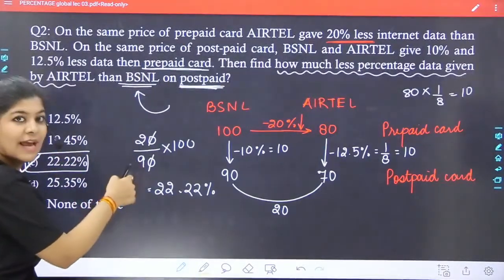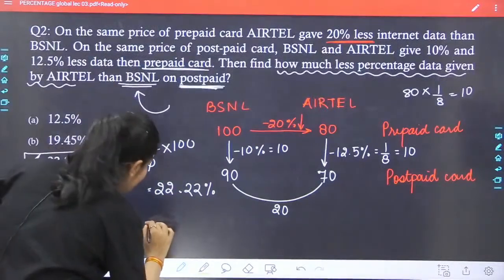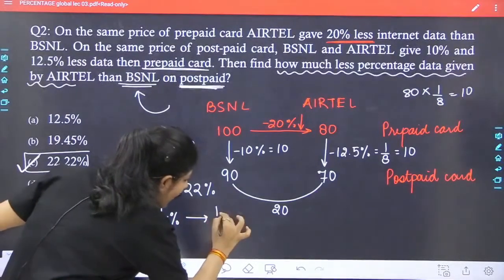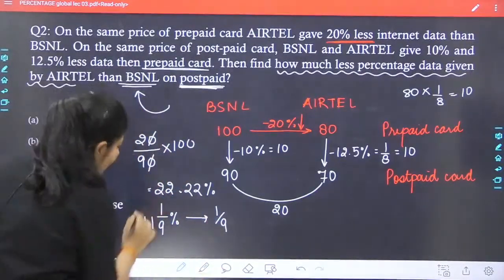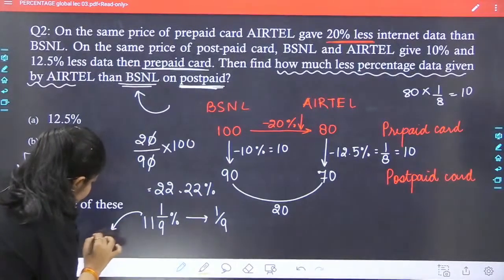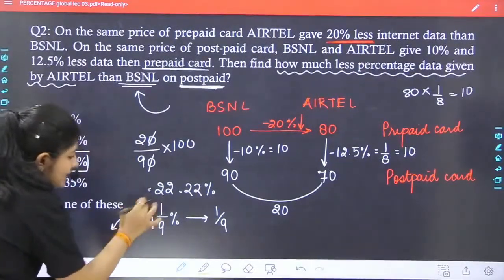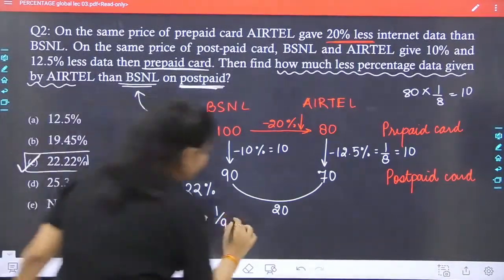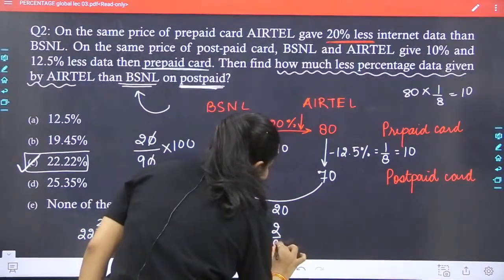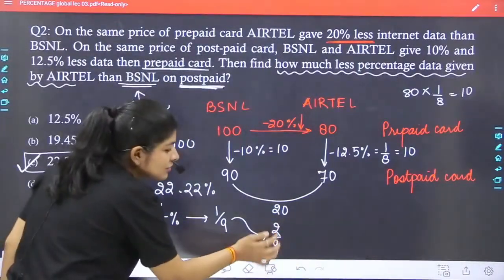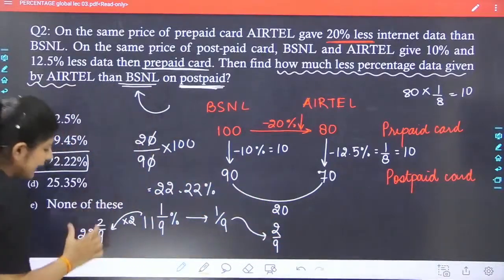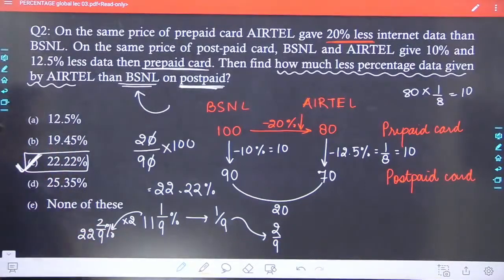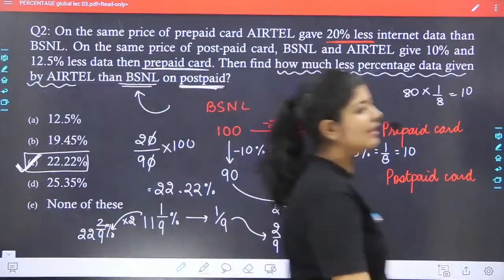As we see 9 in the denominator, what we remember is 11 1 by 9%, which is written as 1 by 9 in the fraction. If we multiply this term by 2, we will get 22 2 by 9, and here we get 2 by 9. We convert this 2 by 9 into percentage, so we get our answer as 22 2 by 9%. That means option number C is the correct one.